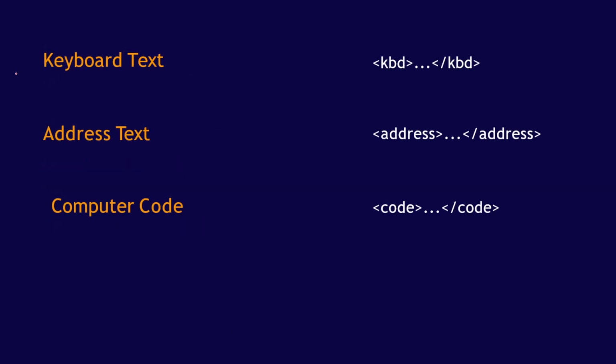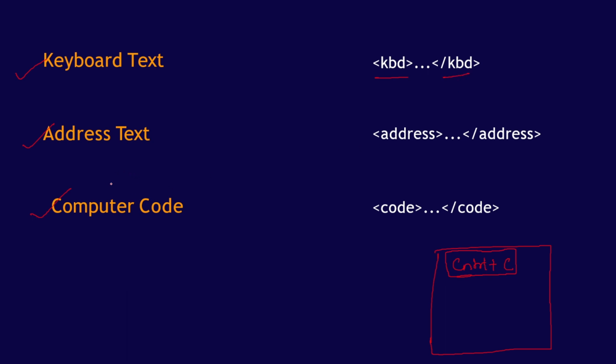Next, you have keyboard text, address text, computer code. So keyboard text is to add any sort of keyboard contents in your page. Say for example, you have a page like this. Inside your page, you are adding keyboard short forms that you want to display. In order to display the keyboard short forms, you have kbd open, kbd close.